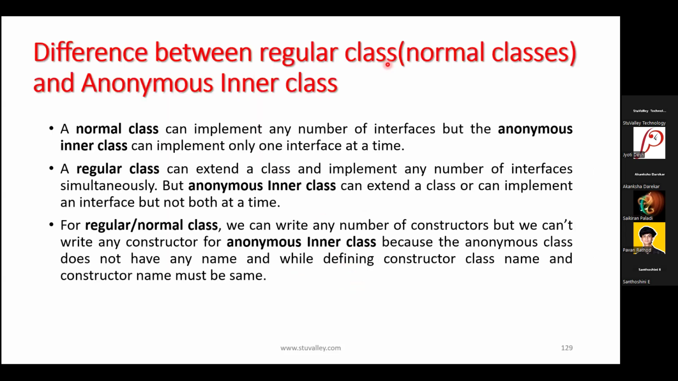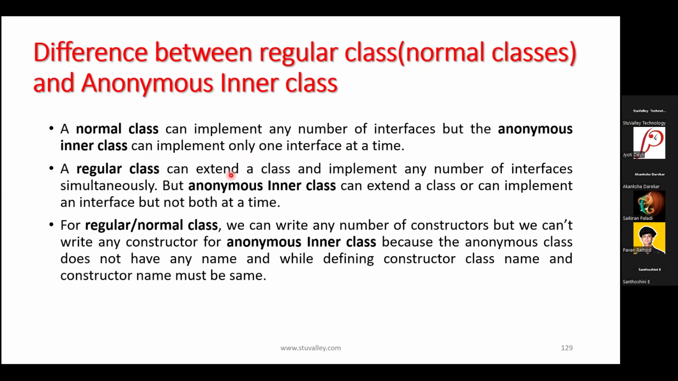So the difference between regular inner class, that is normal class, and anonymous inner class. Normal class can implement any number of interfaces, but anonymous inner class can implement only one interface at a time. ठीक है? Normal class हम कितने भी interfaces को implement कर सकते हैं. Anonymous inner class के through आप only one interface at a time ही कर सकते हो.